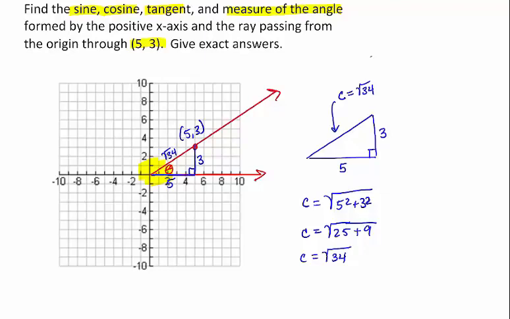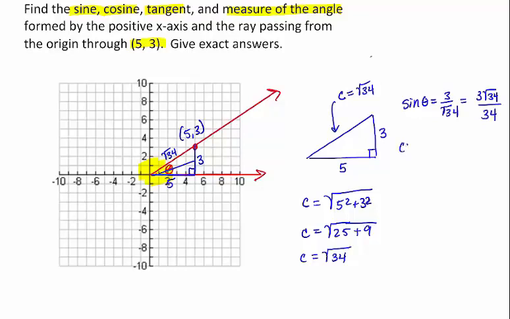So the sine of our angle, theta, is the opposite side over the hypotenuse. So that would be 3 over the square root of 34. Remember, you want to simplify those radicals. You don't want them in the denominator. So that's going to result in 3 square roots of 34 all over 34.